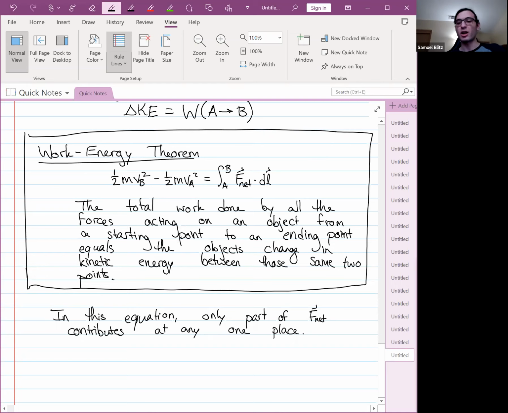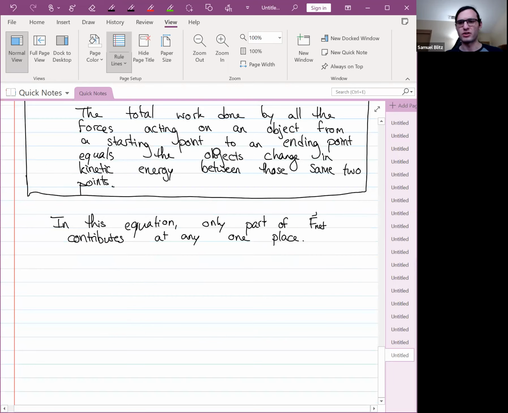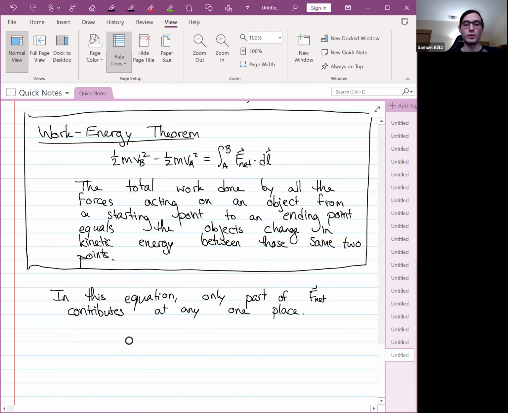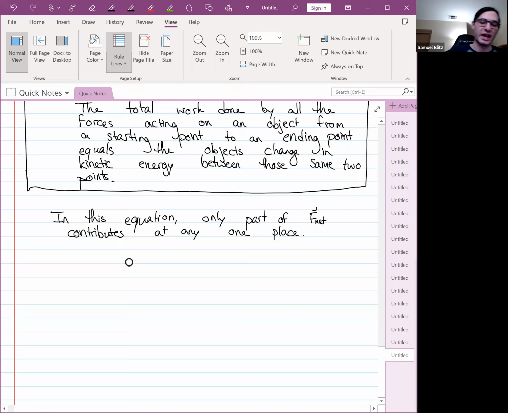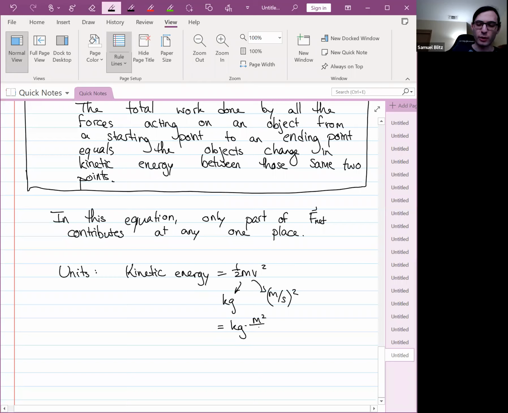So let's just talk about units really quick. Everything that we've talked about up until now has had units. Newtons are the units of force, but now we have this new thing called kinetic energy, and work. So we can figure out the units of that too. Kinetic energy can be written as 1/2 mv squared. Mass has units of kilograms. Velocity has units of meters per second, so this is meters per second squared. So kinetic energy has units of kilograms times meters squared per second squared.